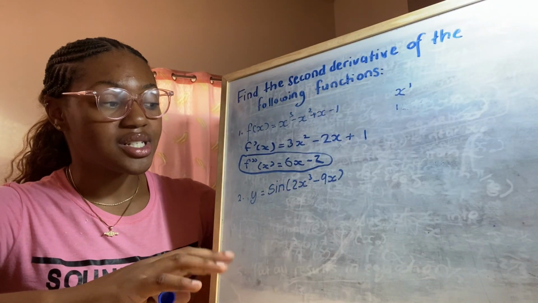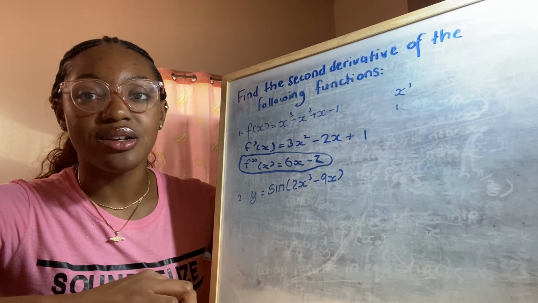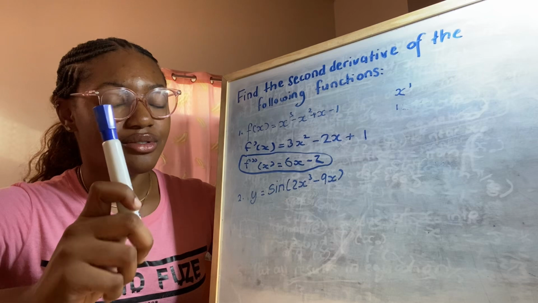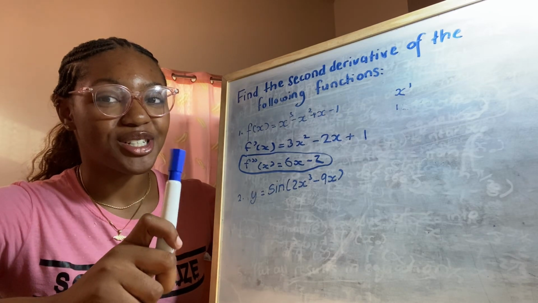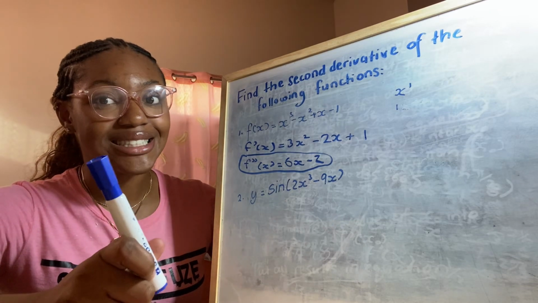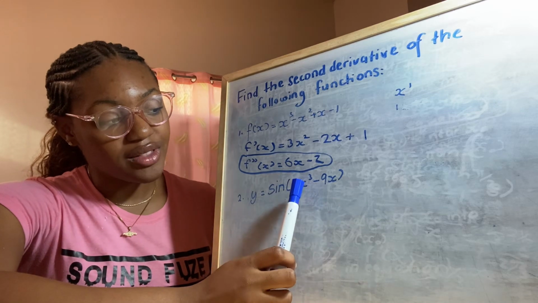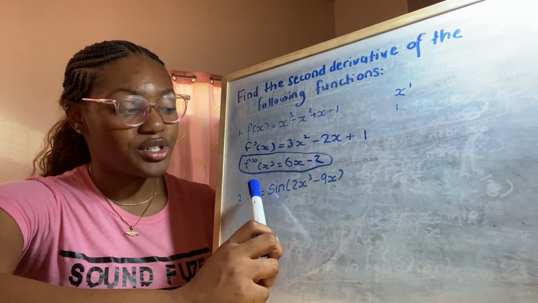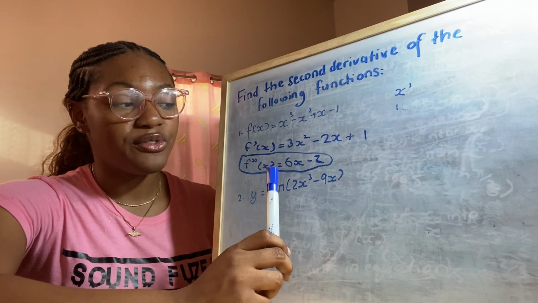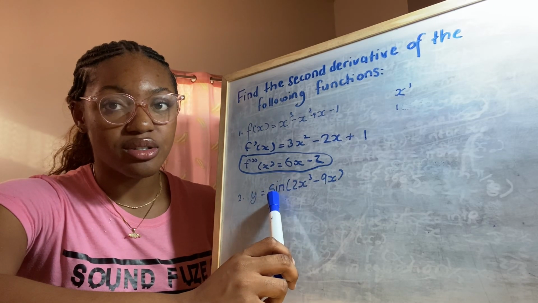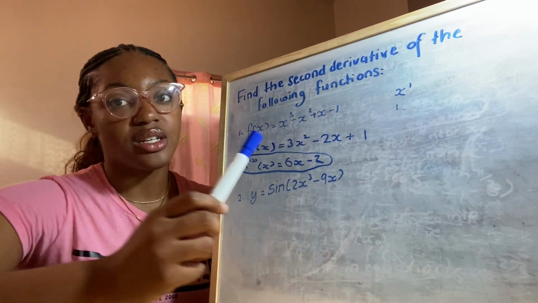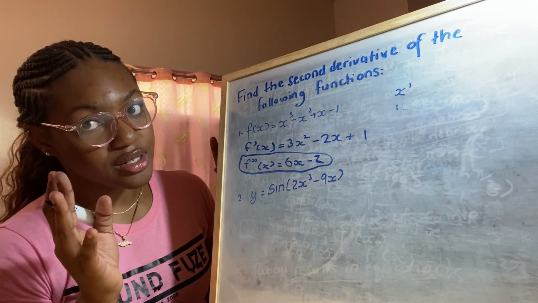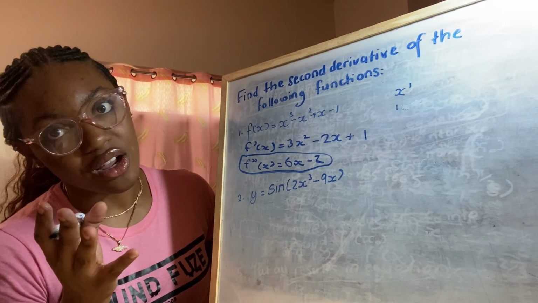We'll have y equals sine of 2x cubed minus 9x. And when we're differentiating this, rewatch differentiation part 1. All we do is take the function that we have right here, differentiate it and make it the coefficient of the expression. Then we're going to differentiate the trig ratio, and then leave the function as it is. So that's what we're going to do. We want to find the first derivative first in order to differentiate that and find the second derivative.